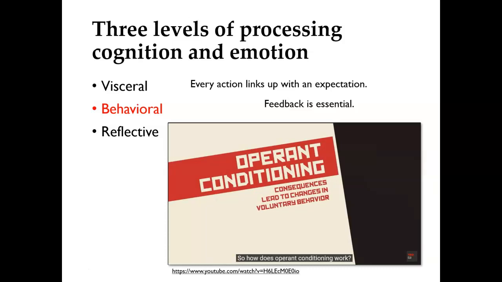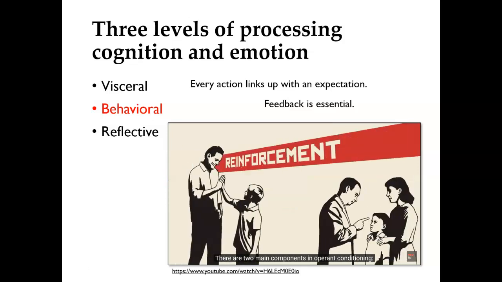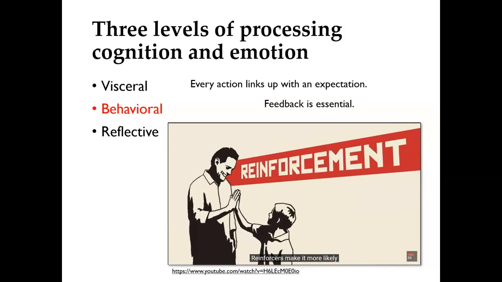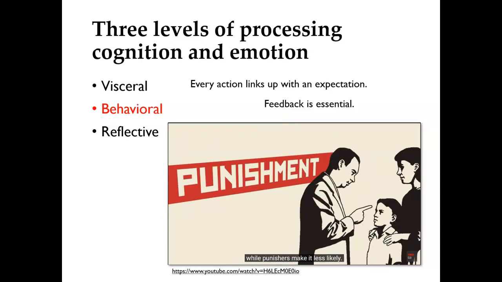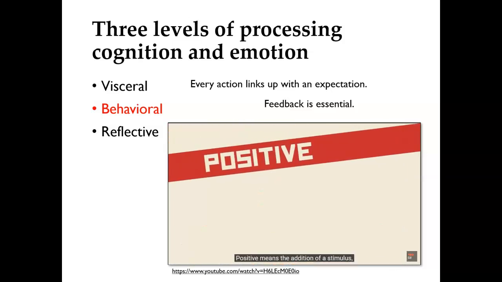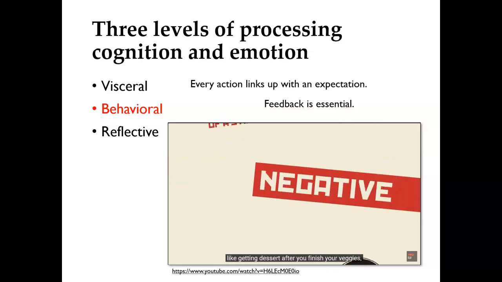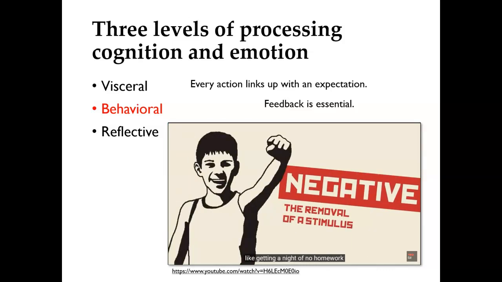So how does operant conditioning work? There are two main components in operant conditioning, reinforcement and punishment. Reinforcers make it more likely that you'll do something again, while punishers make it less likely. Reinforcement and punishment can be positive or negative, but this doesn't mean good and bad. Positive means the addition of a stimulus, like getting dessert after you finish your veggies, and negative means the removal of a stimulus, like getting a night of no homework because you did well on an exam.